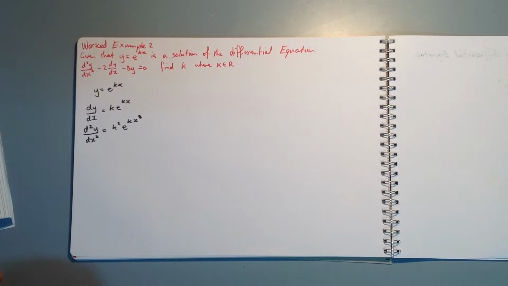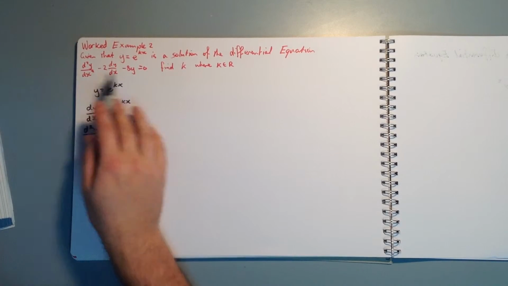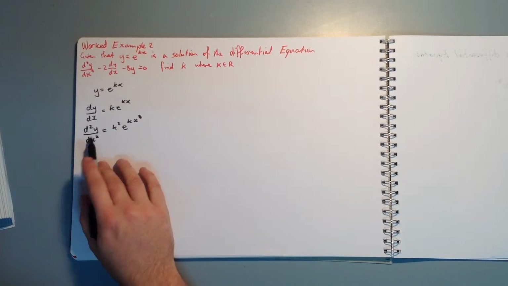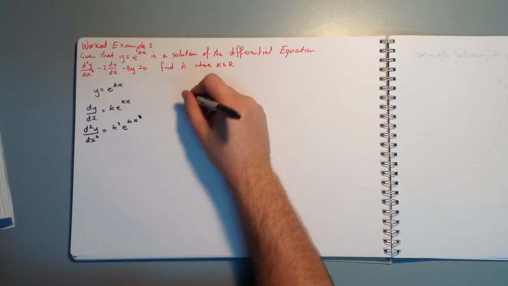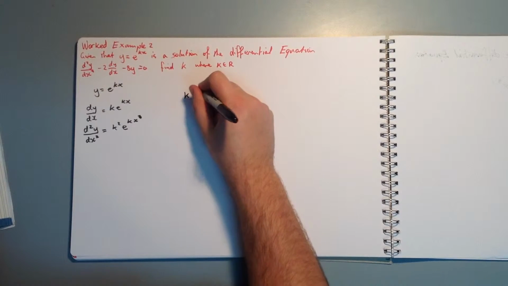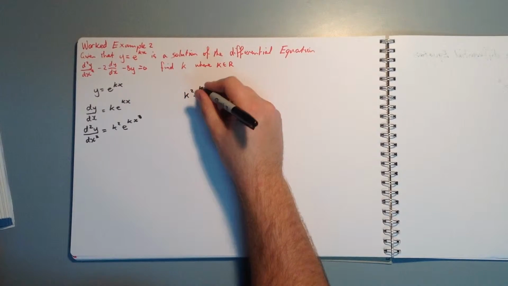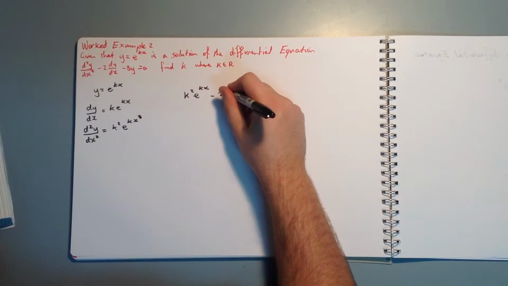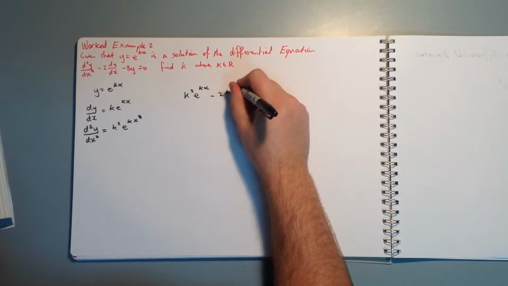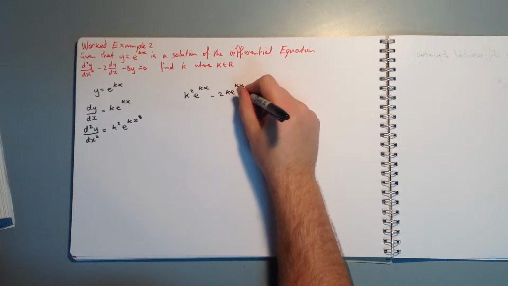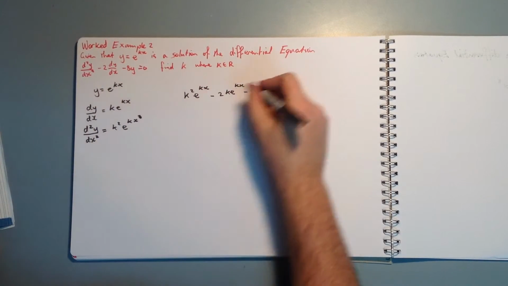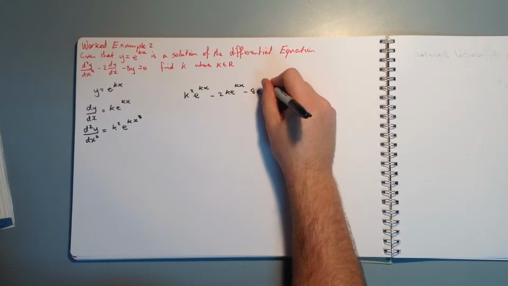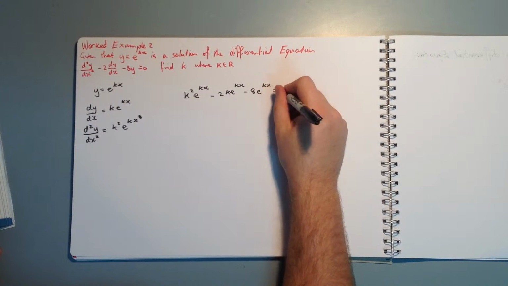So again we've got everything that we need now, so we can put it into our equation here. So we know our second derivative is k squared e to the kx, minus 2 times our first derivative, which was k e to the kx, minus 8 times y, which is e to the kx, and that has to equal 0.